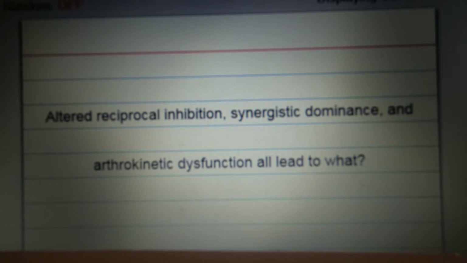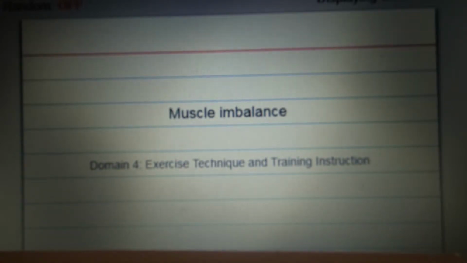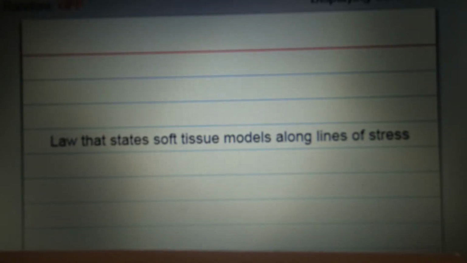Altered reciprocal inhibition, synergistic dominance, and arthrokinetic dysfunction all lead to what? Muscle imbalance. Consistently repeating the same pattern of motion which may place abnormal stress on the body. Pattern overload. Law that states soft tissue models along lines of stress.